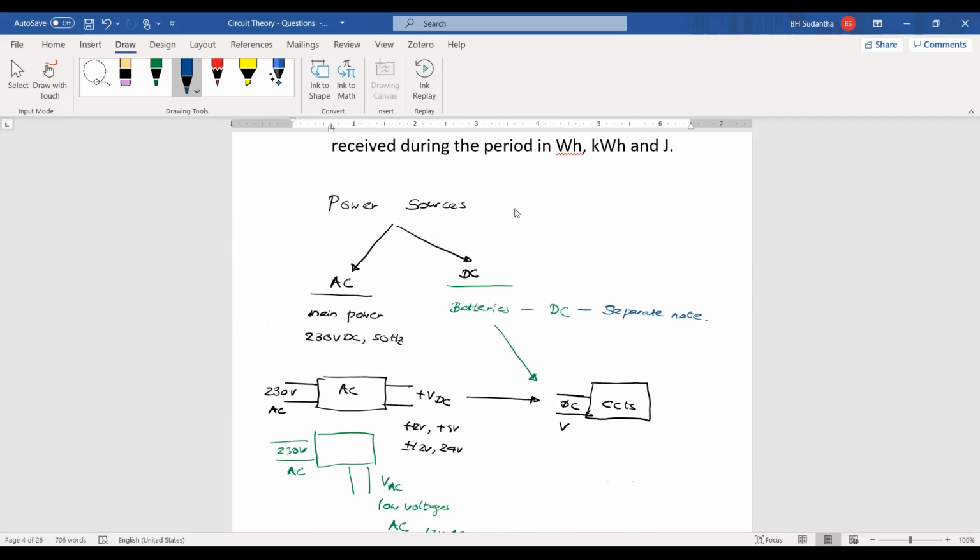Now we have V, we have I, and we have R. Then you know how to find these things because we have a relationship, Ohm's law, a very simple thing. From this one, we can find any of these things. Then after that, we have wattage.